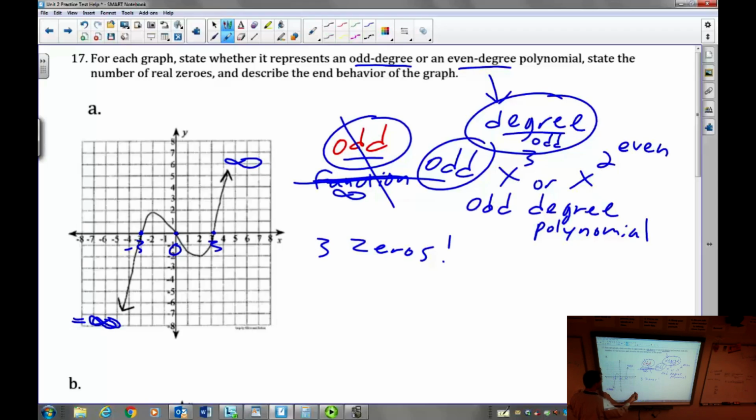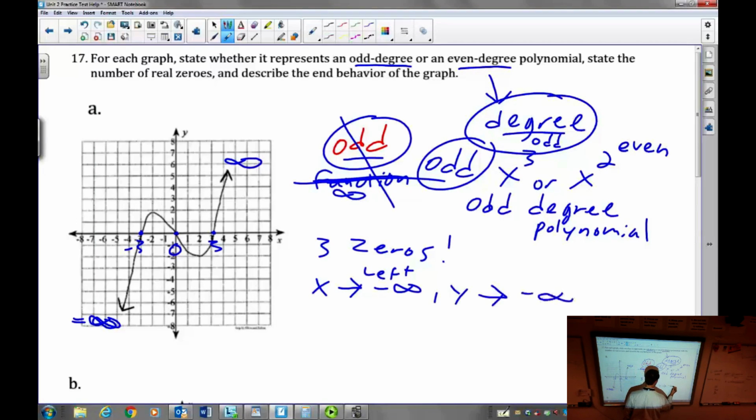Oh, we already did, but let's write it out. So as x goes to the left, -infinity, y goes to -infinity, right? So as the numbers of x go negative, -1, -5, -8, as the x values go to the left, y values go down to -infinity. So we'll put -infinity there.